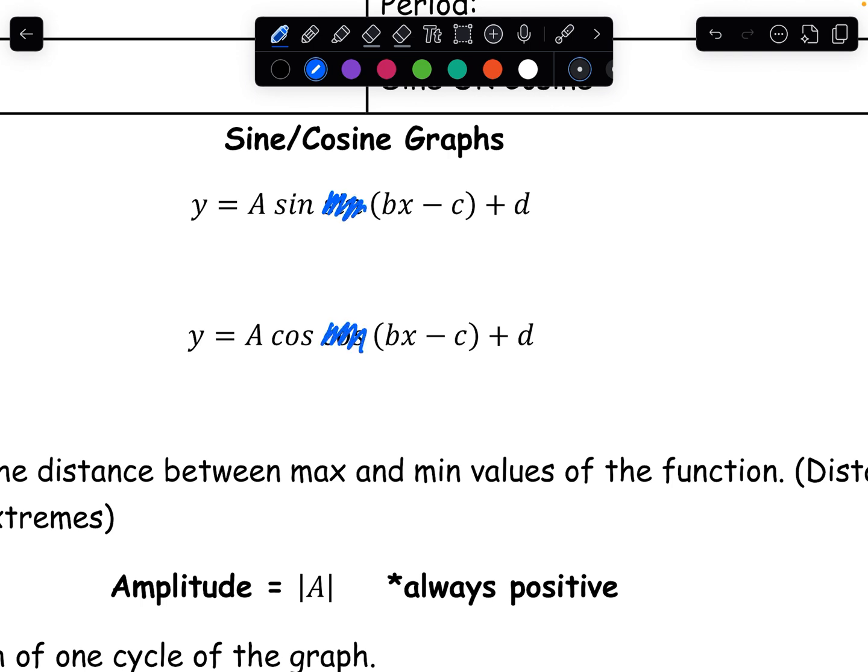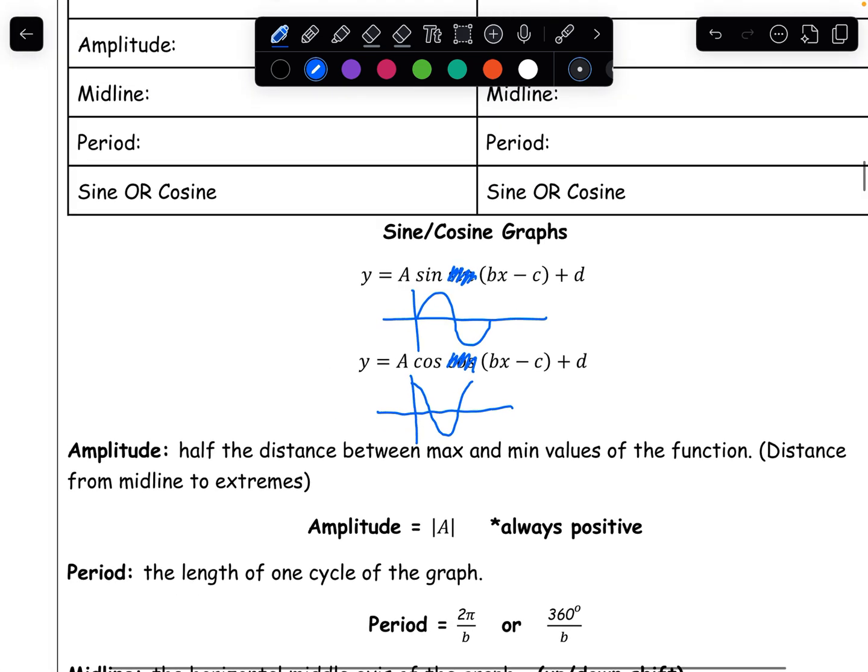Okay, so sine is going to look like this. I think of it as like a sideways S. Our cosine graph is that U shape. Okay, and so we can have our transformation.